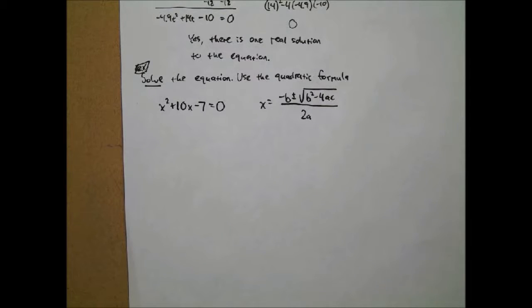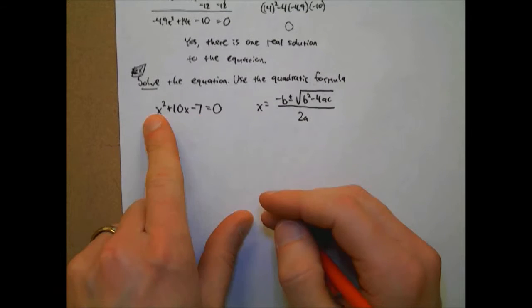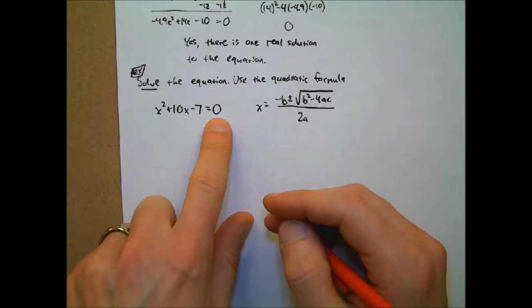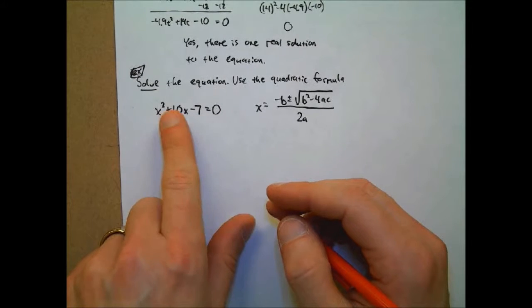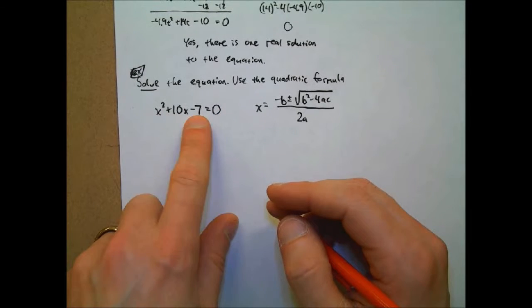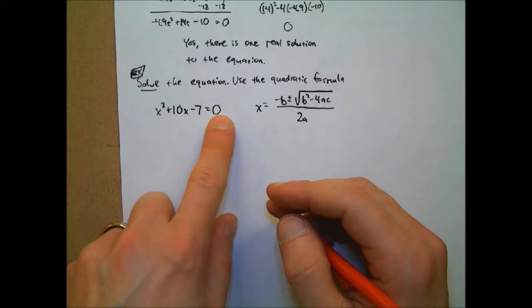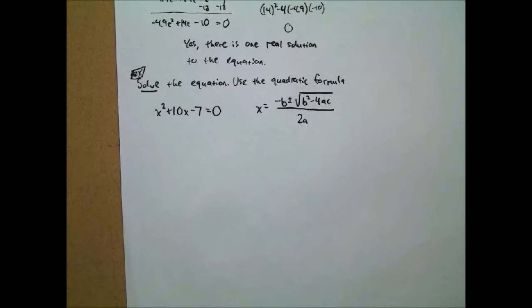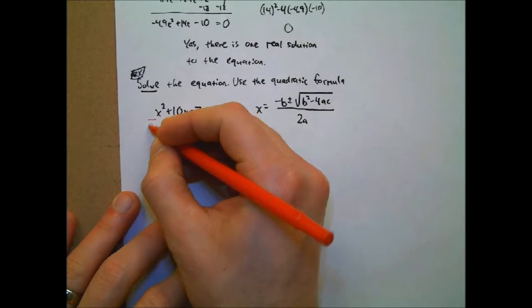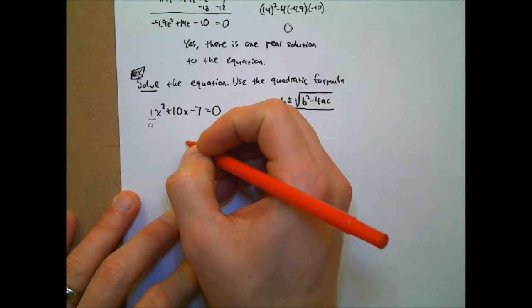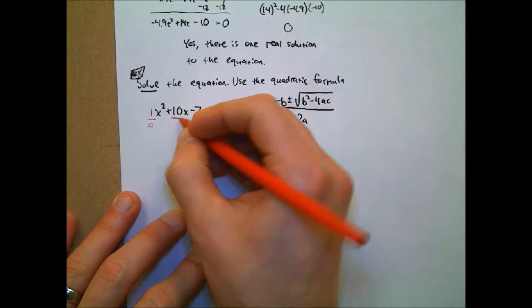We need to identify our a, b, and c. Now, first of all, I notice this is equal to 0. If it's not equal to 0, it needs to be in order to solve this. In other words, you need to have this in standard form, equal to 0. It is equal to 0, so we're good to go. What is our a here? 1. What's our b? 10. What's our c? -7.